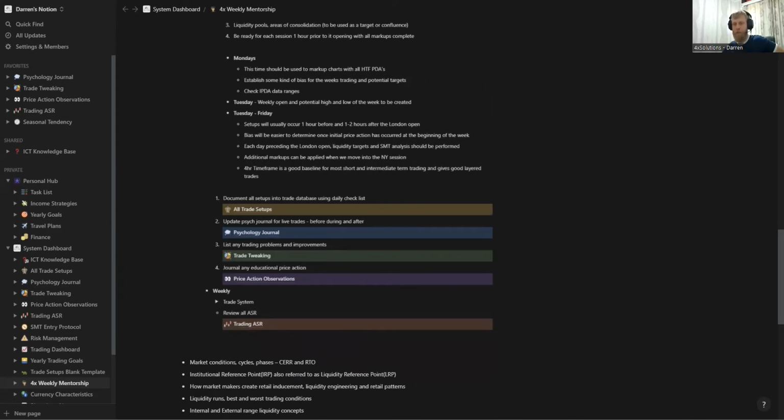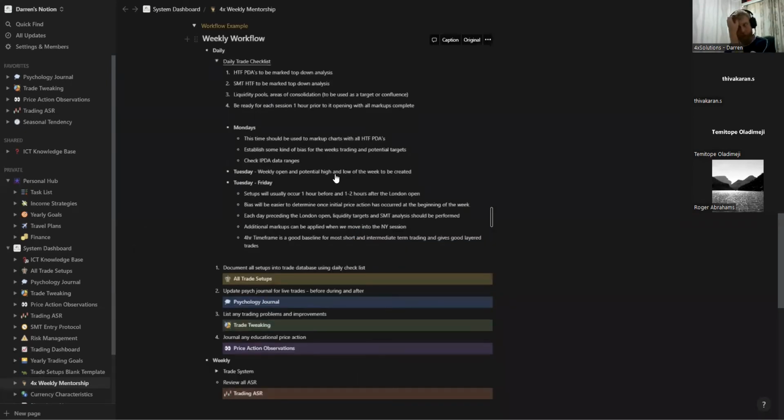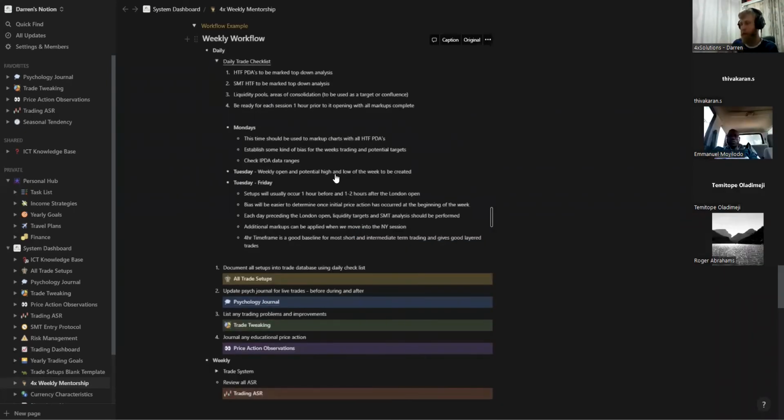Okay, guys, so this is my workflow, as I was mentioning, and basically this is what I do all the way from Sunday, Monday, right up until basically the market closes. So for me, that's a Thursday, and I don't really that often trade on a Friday. So this is my step-by-step checklist.